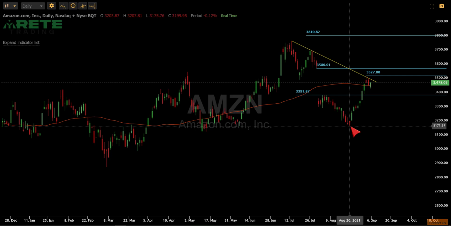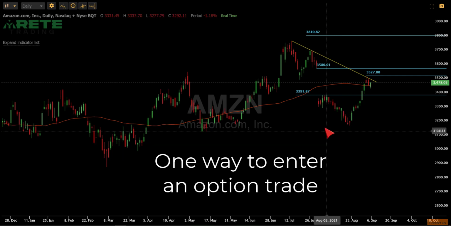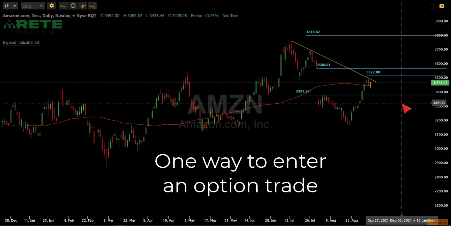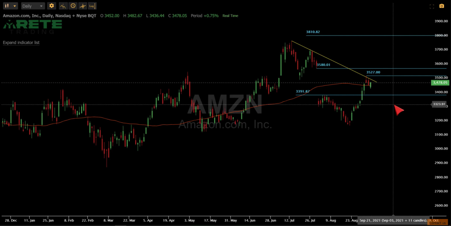I also want to state that as we go over this, this is just one way to enter option trades. There are several others that I use. To start with, I want to find a stock that has broken down and then starts to base, where it looks like it's been completely flushed out and you just don't have anybody in it anymore. The reason for that is you're going to see increased buying when it moves. So just keep that in mind.